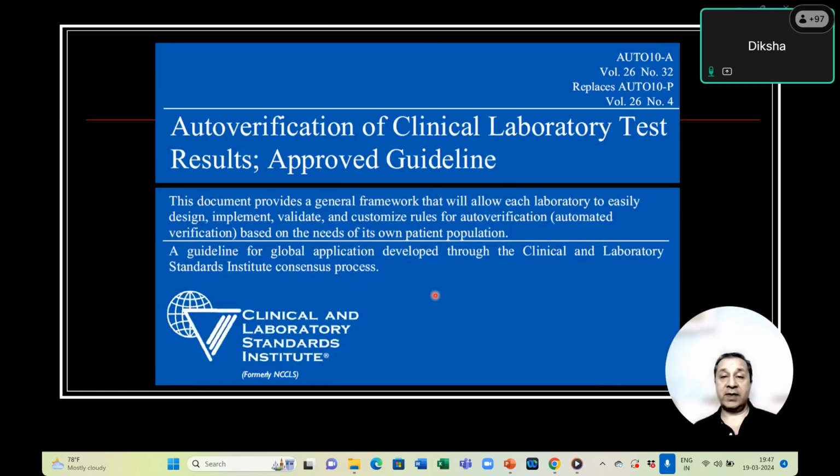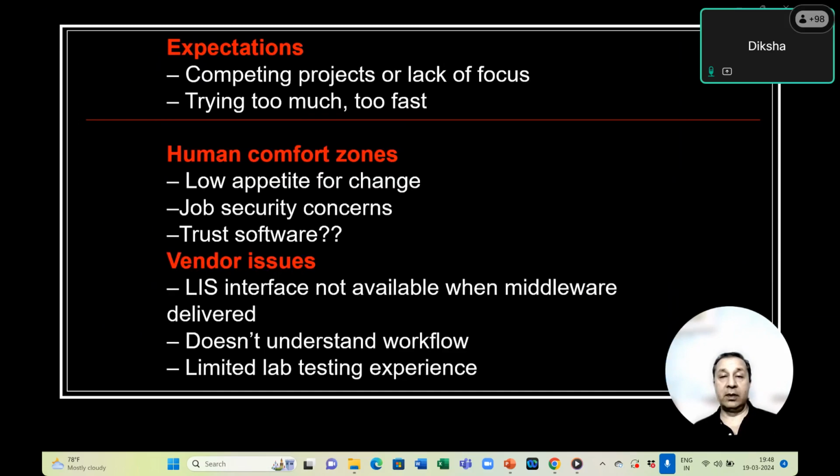Now, this is the CLSI guideline, which is the Auto 10 guideline approved by the Clinical Laboratory Standards Institute. And as per this, you are able to define your entire activity of setting up the auto verification engine. When we set up our auto verification processes, we need to get a few things straight. First of all, we need to identify what are our expectations. What are we really trying to get out of the auto verification engine? And also ensuring that we're actually tuned to it rather than trying to do something too quickly.